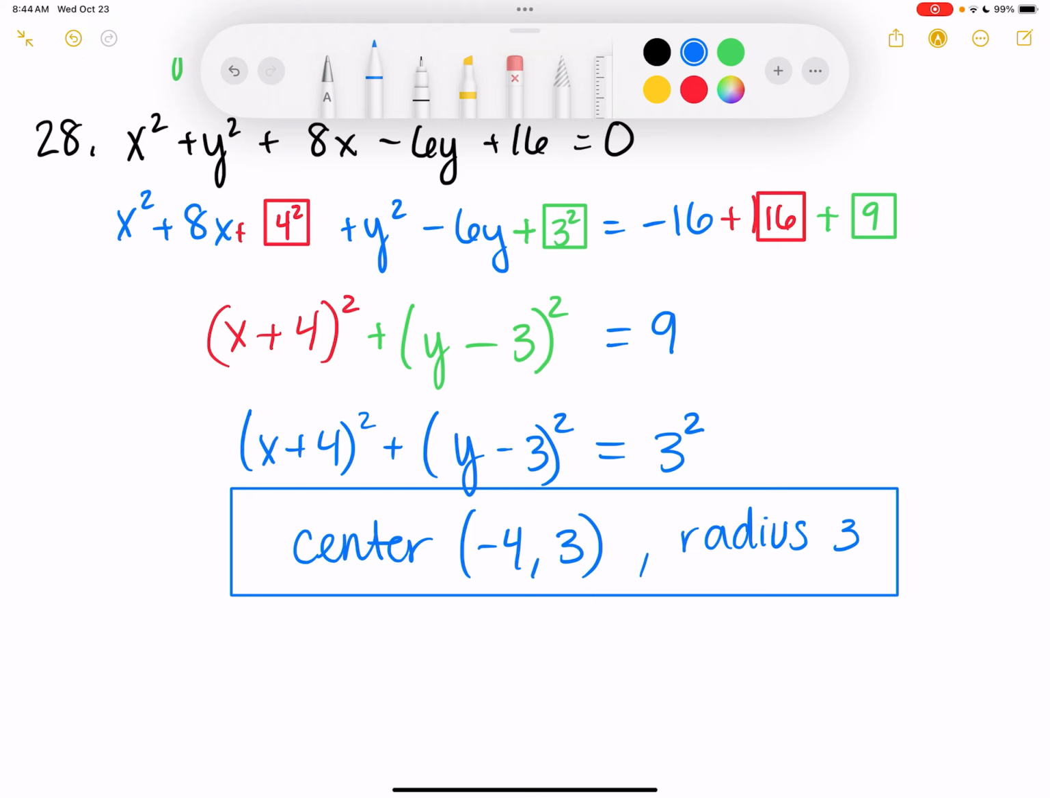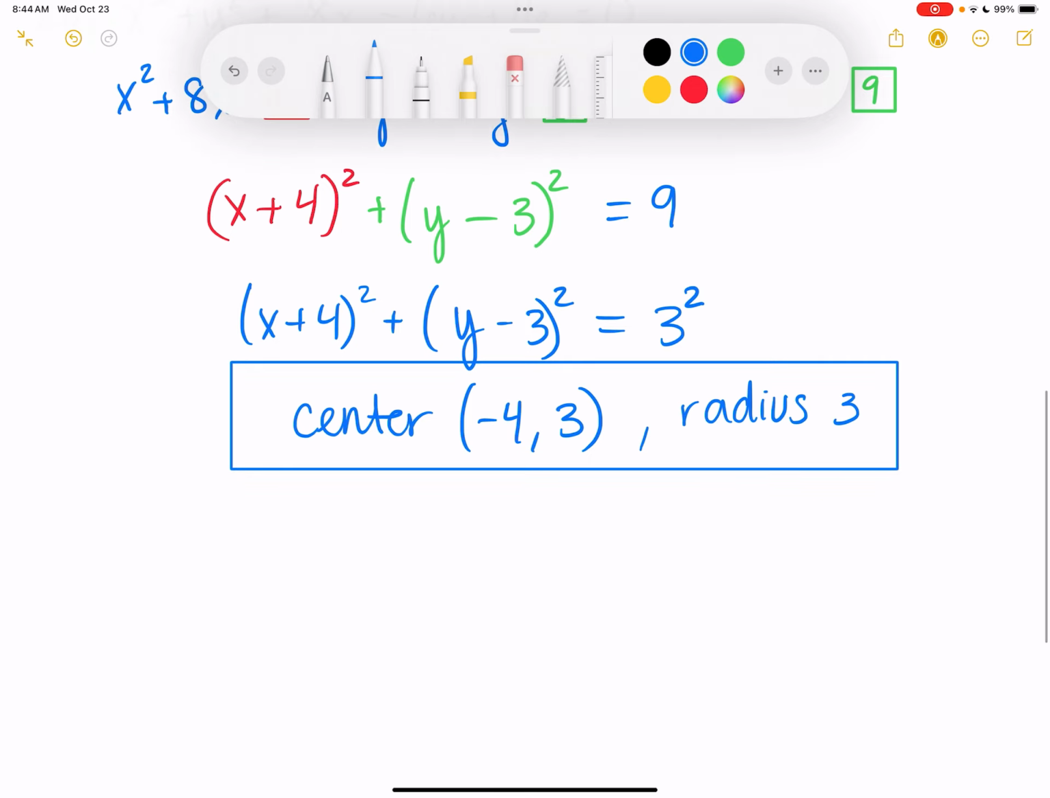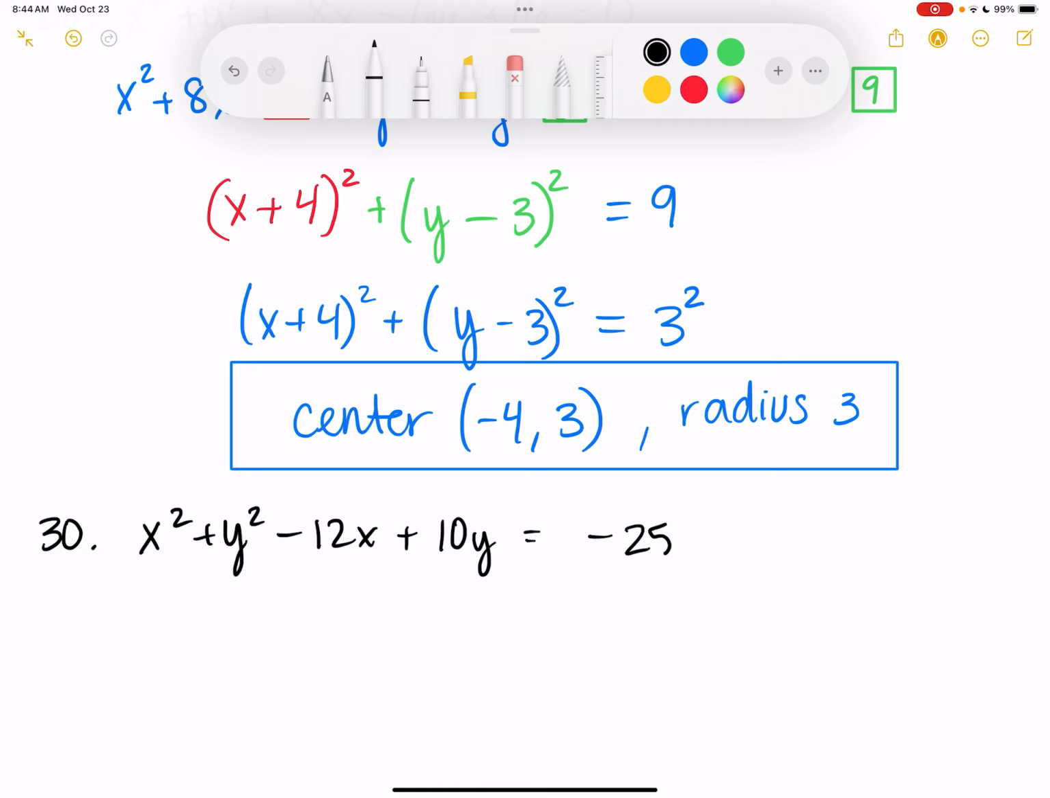Let's see. Let's look at 2 more. 30. x squared plus y squared minus 12x plus 10y equals negative 25. So notice compared to the last one, the difference in this problem is that they already have the number on the other side by itself.